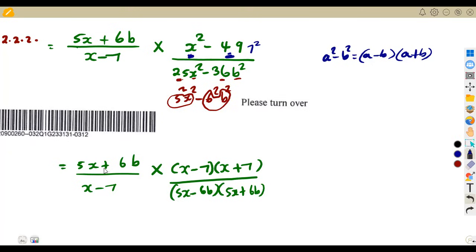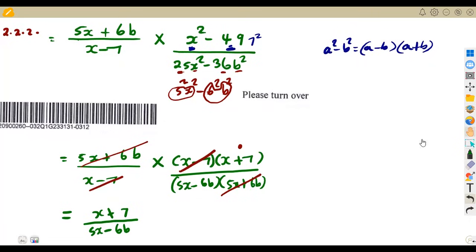Once you have your multiplication and you factorize, you can now cancel. By doing this, you won't even forget this part. That's why I'm saying it's important to introduce multiplication first. 5x plus 6b, 5x plus 6b, x minus 7, x minus 7 cancel. So we are left with x plus 7 on top, over our denominator here, which is 5x minus 6b. So that is what we were supposed to have at the end.